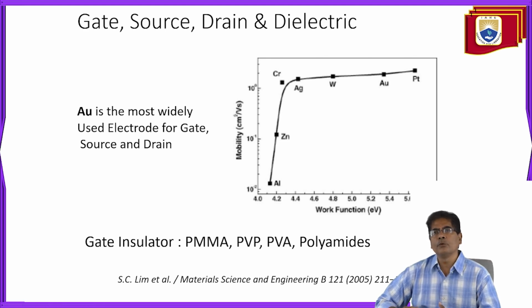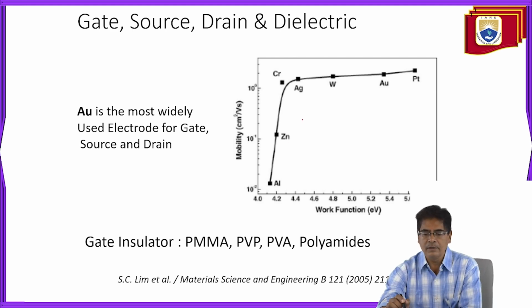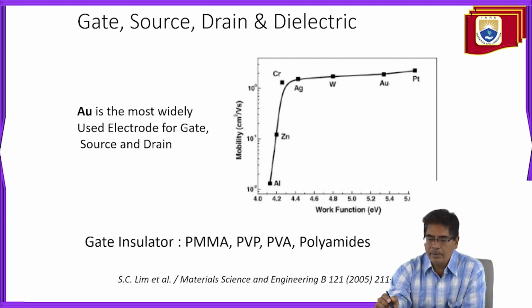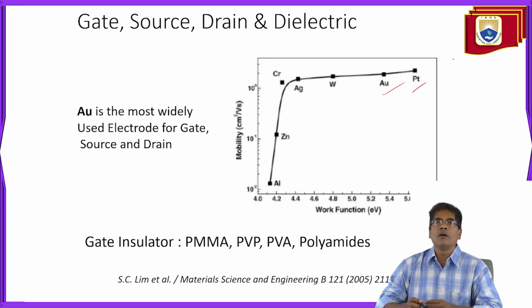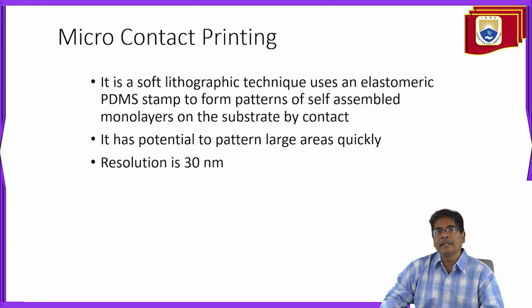So the mobility and work function are being shown for different materials like aluminum, zinc, silver, vanadium, and platinum. All of these materials have been shown with their mobility and work function, right? So what are the competing technologies?